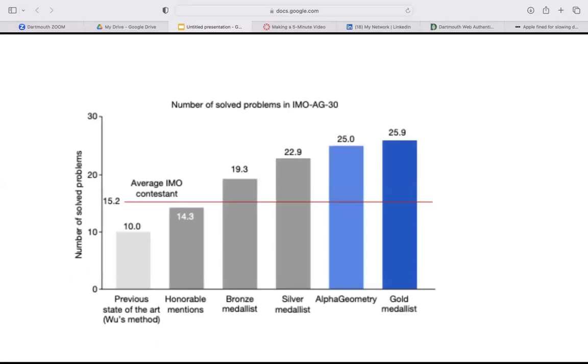Results. The end result is that AlphaGeometry is much better than previous traditional methods. You can see Wu's method was able to solve 10 of 30 questions on the IMO, while this was able to solve 25, which is a massive improvement. This is almost ranking like a gold medalist, but hopefully in the near future, we will be able to improve upon this and actually beat out the gold medalist.